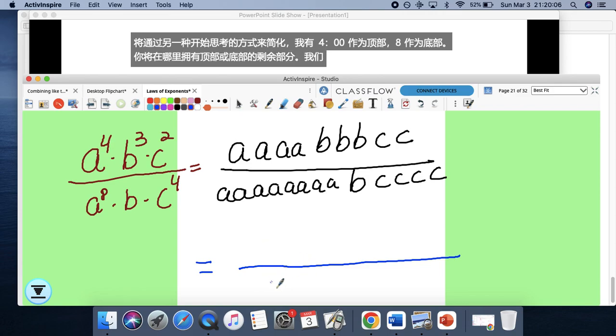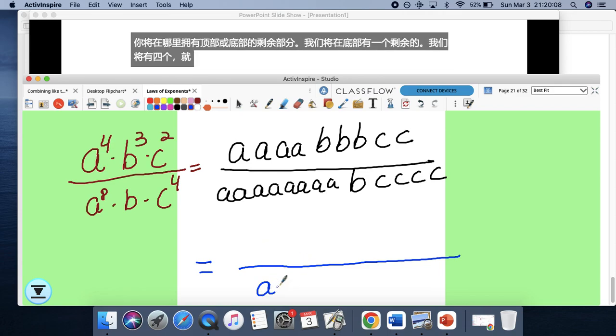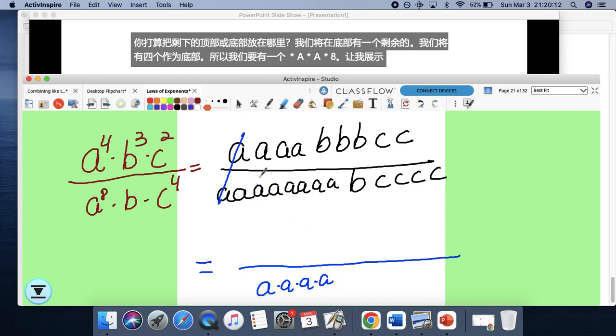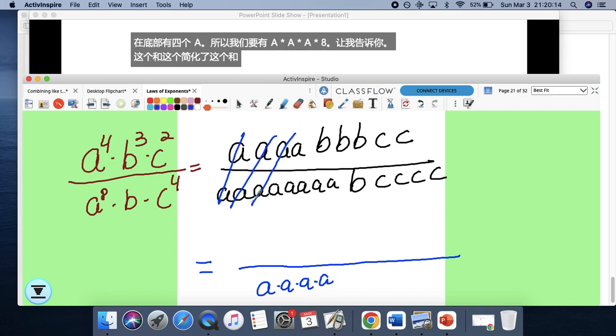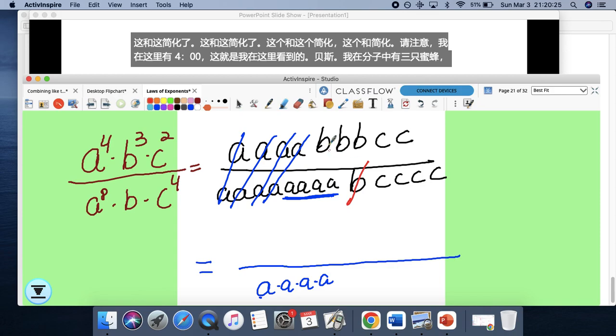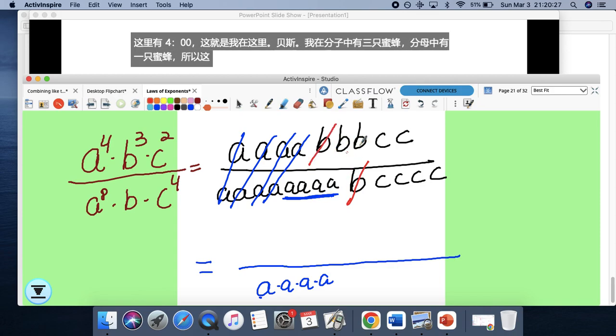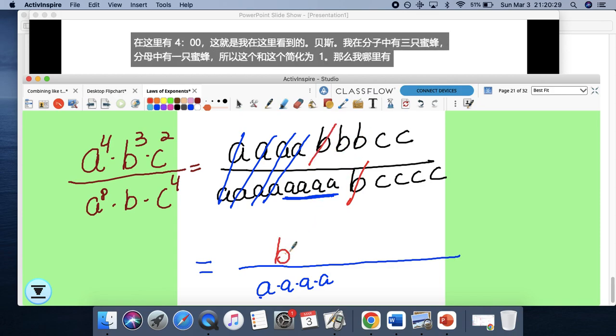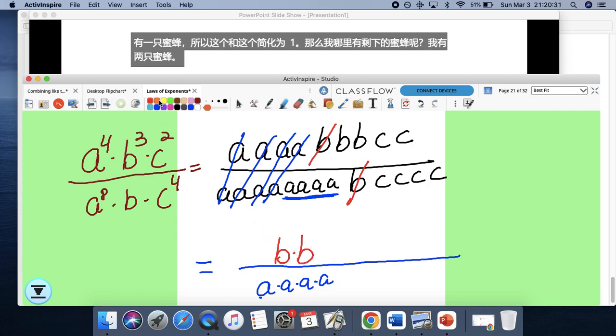We're going to have 4 a's at the bottom, so a times a times a times a. Let me show you. This and this simplifies, this and this simplifies, this and this simplifies, and this and this simplifies. Notice that I have 4 a's here, which is what I have here. B's, I have 3 b's in the numerator and 1 b in the denominator. So this and this simplifies to 1. So where do I have b's left over? I have 2 b's in the numerator.